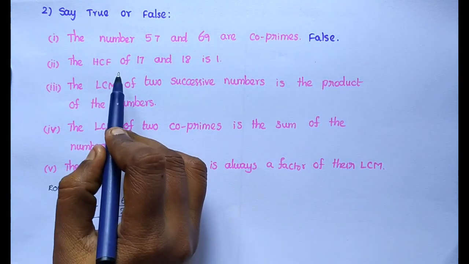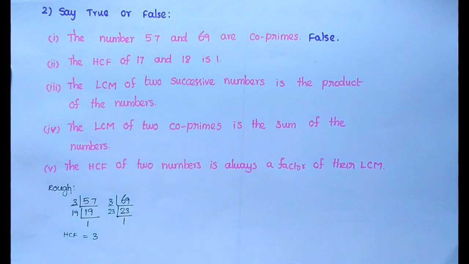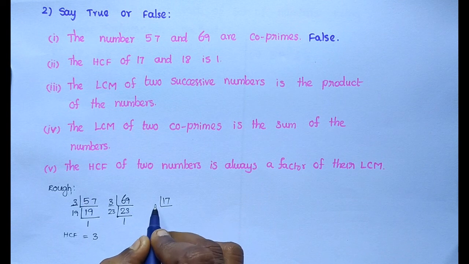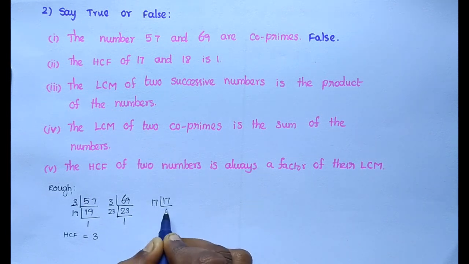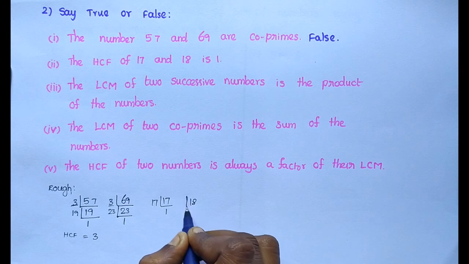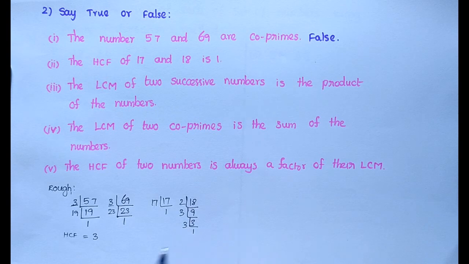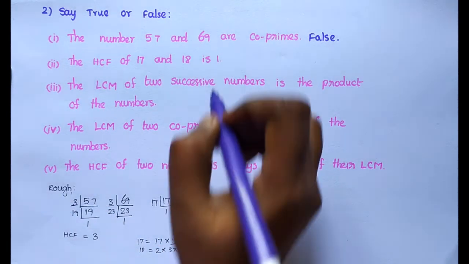Next one, HCF of 17 and 18 is 1. 17, that is a prime number, so that is divisible by itself only. 18, 2 9s are 18, 3 3s are 9. So what are the factors? 17 into 1, and 18 is 2 into 3 into 3 into 1. Here only 1 is the common number, so HCF is 1. So that is true.